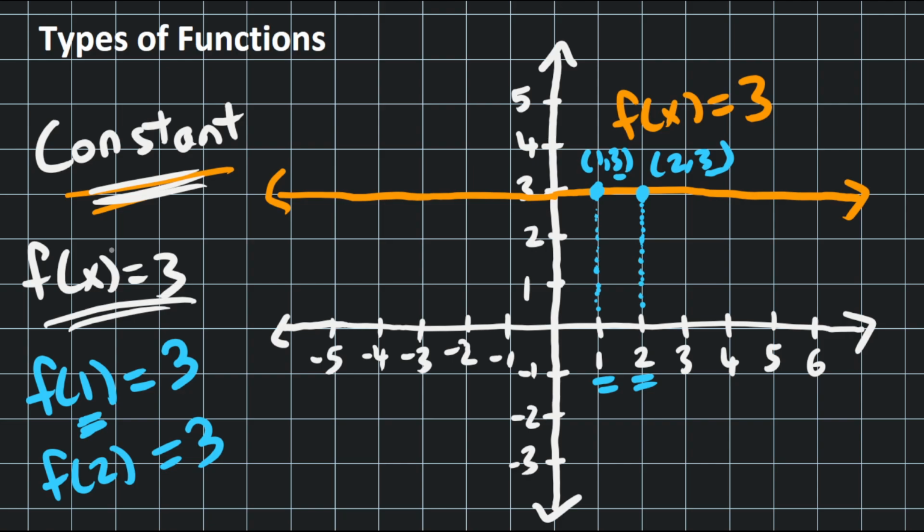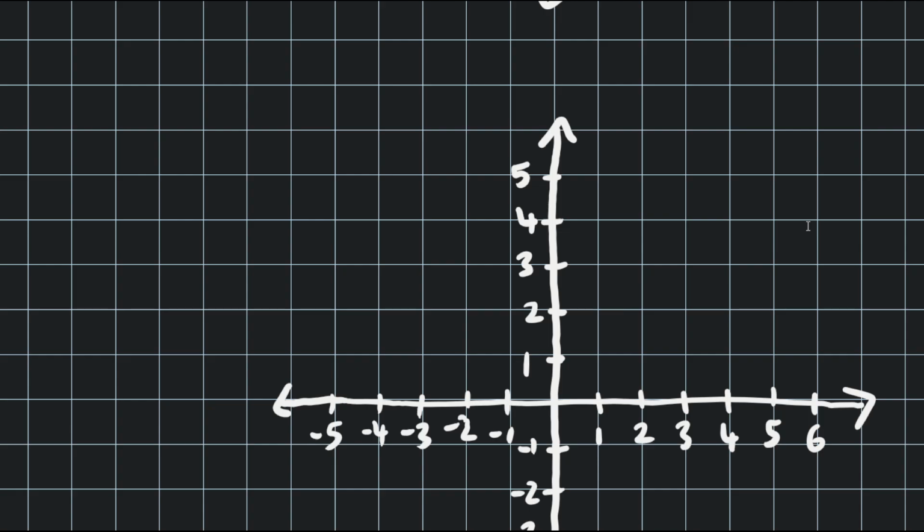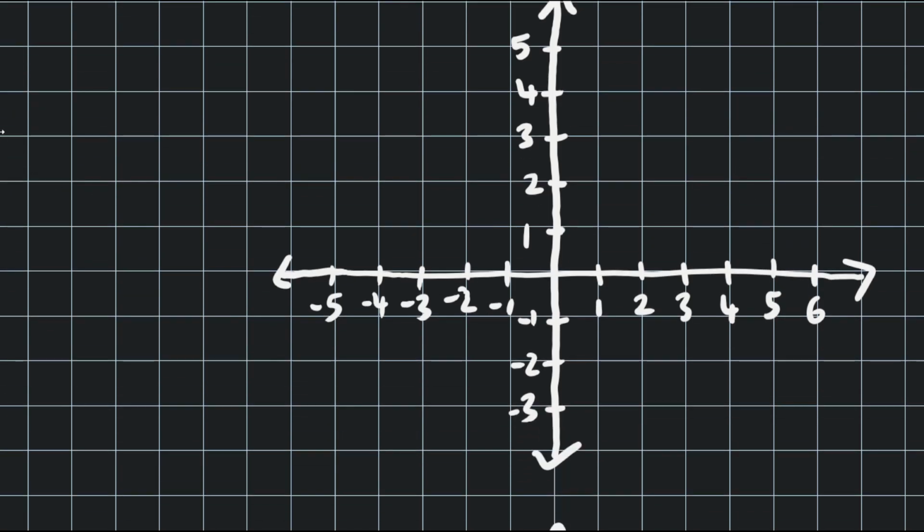So that is how we graph a constant function. F of x equals c, and c is any real number. In our case, we chose c to be 3, so we drew the function f of x equals 3. So that's one type of function, constant function. And let's discuss another type of function. This is called an identity function.